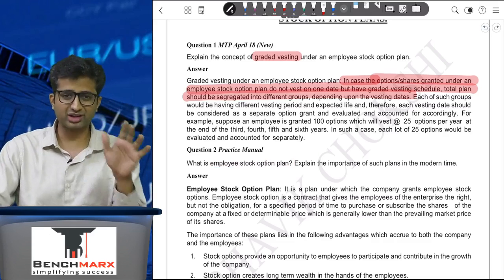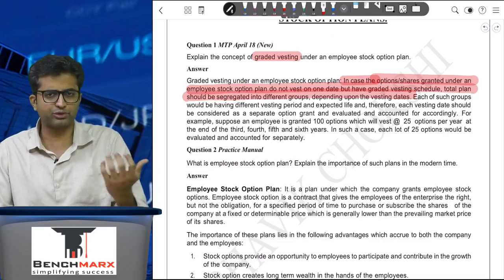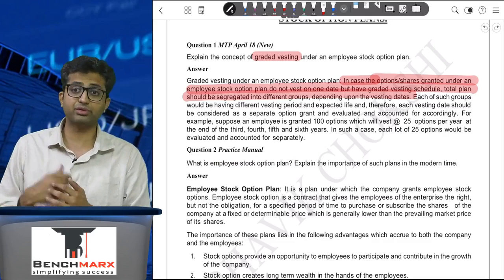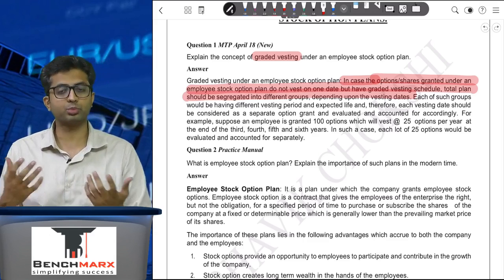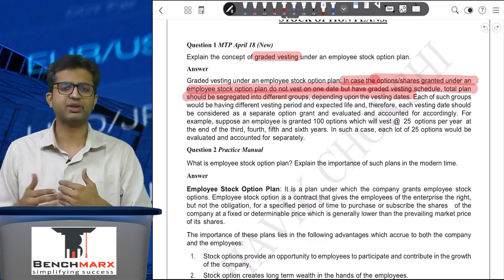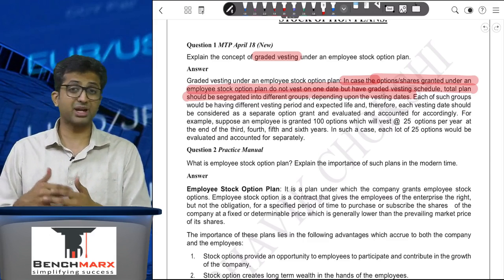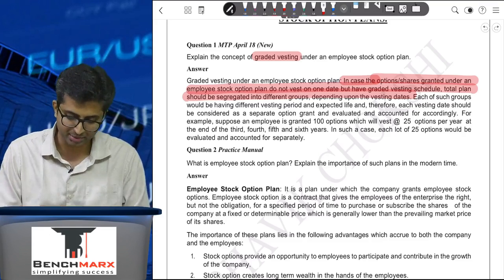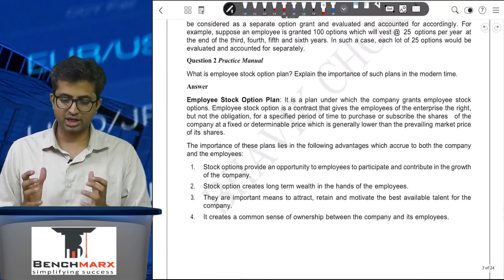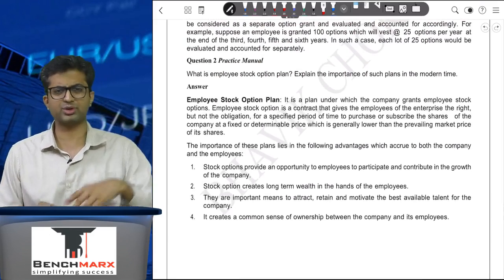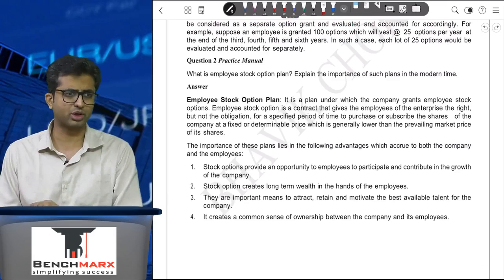Well, this is a broad theory question. So ESOP, as you would be aware, is a plan where if employees fulfill certain conditions, the company gives them an option to buy shares at a slightly cheaper price. This motivates the employees. They become part owners of the company, and hence it helps them to stick around with the company for a slightly longer period, and it creates long-term wealth in the hands of the employees. So this was a generic question in the older practice manual, on ESOPs.